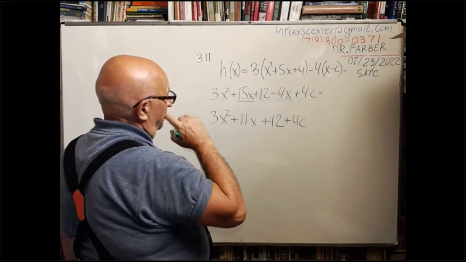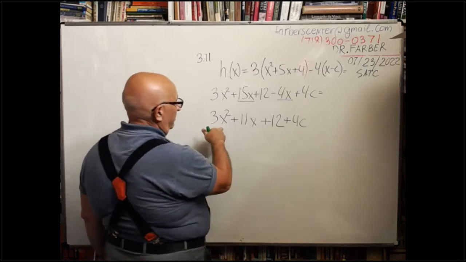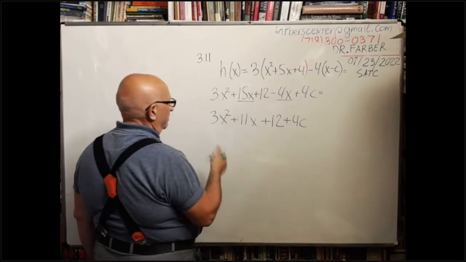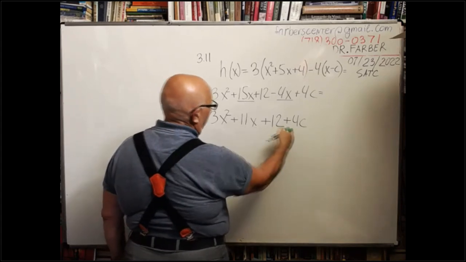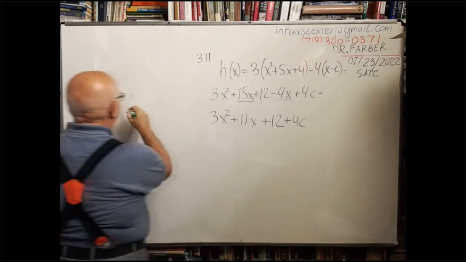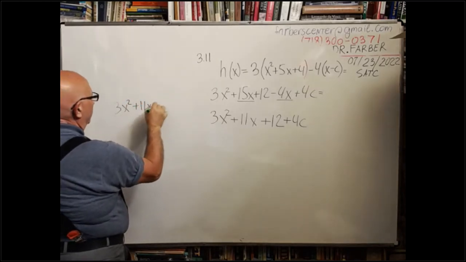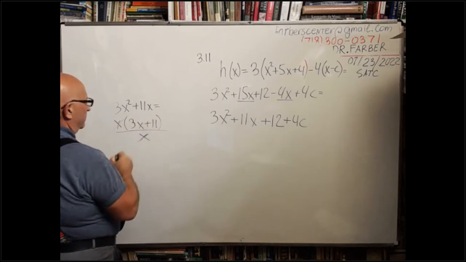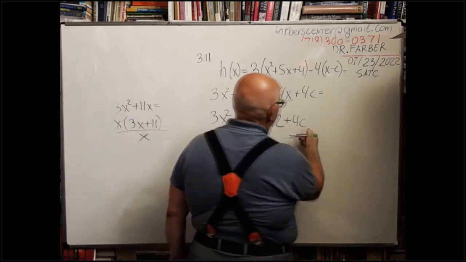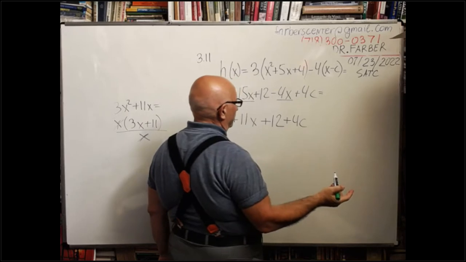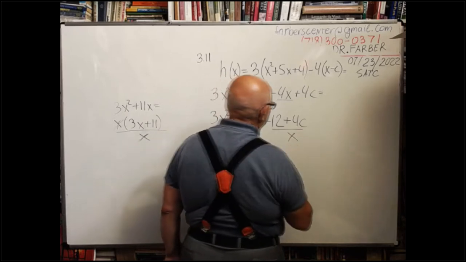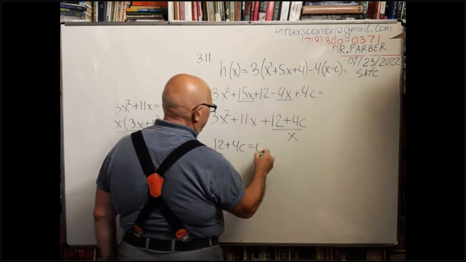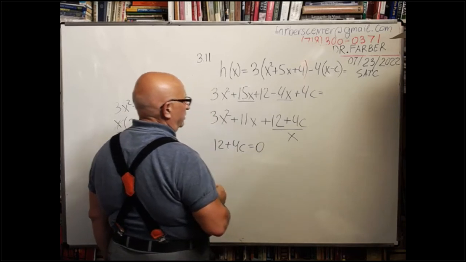Well, how is it divisible by x? Is 3x squared divisible by x? Yes. Is 11x? If I divide every term by x, look at this: this is divisible by x, this is divisible, this is not divisible. Because 3x squared plus 11x, I would write as x times 3x plus 11, and this is divisible by x. But this has nothing to do with x. There is no x. In order that this is divisible by x, 12 plus 4c, with no remainder, must be equal to 0. Only this way, because 0 you can divide by any value.